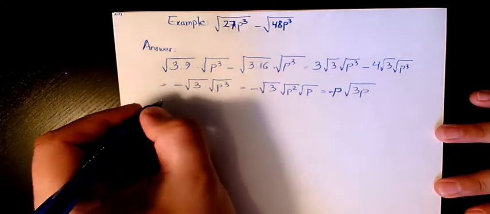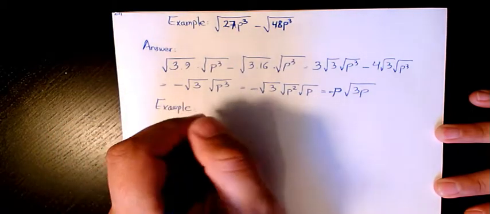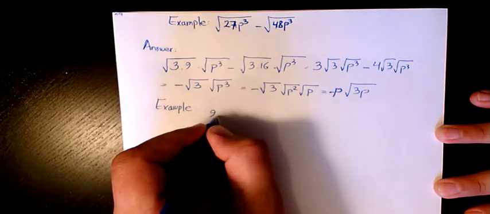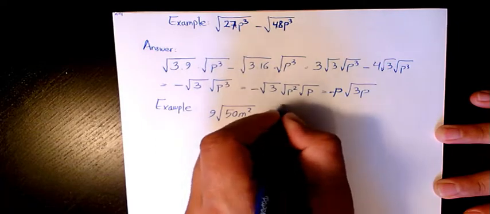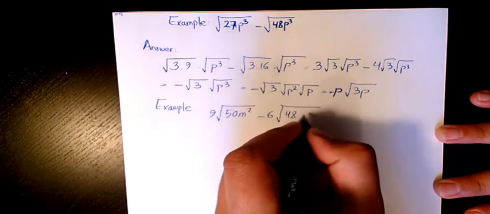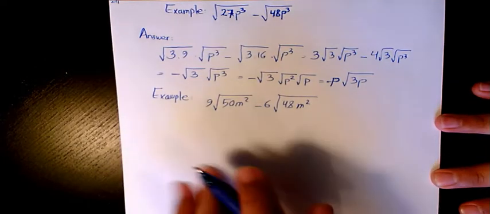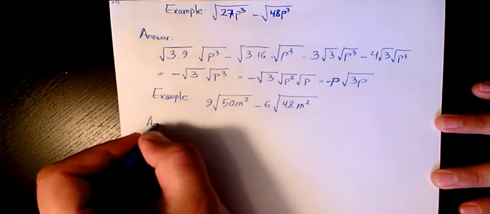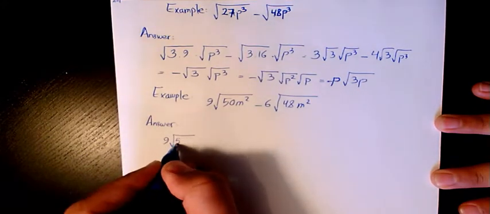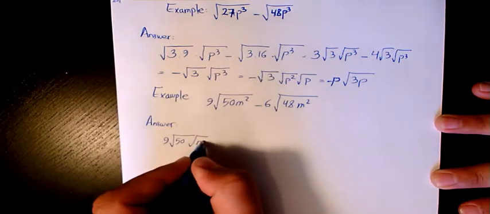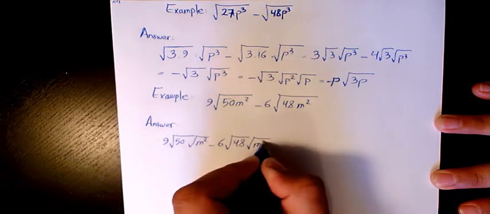Next example is 9 root 50m squared minus 6 square root of 48m squared. I can write it like that. Answer is 9 root 50 root m squared minus 6 root 48 root m squared.